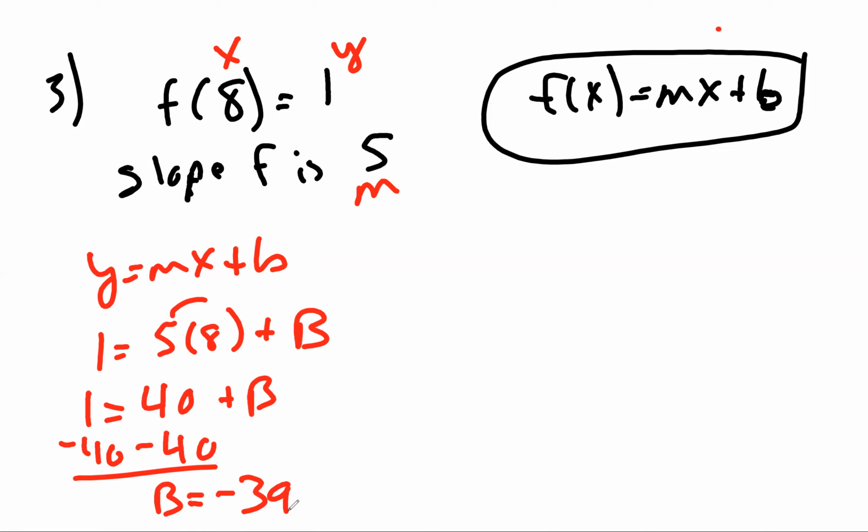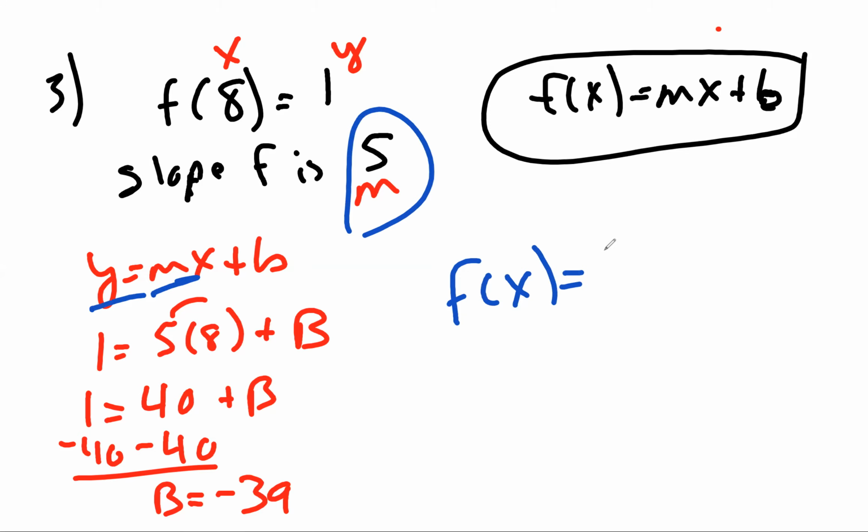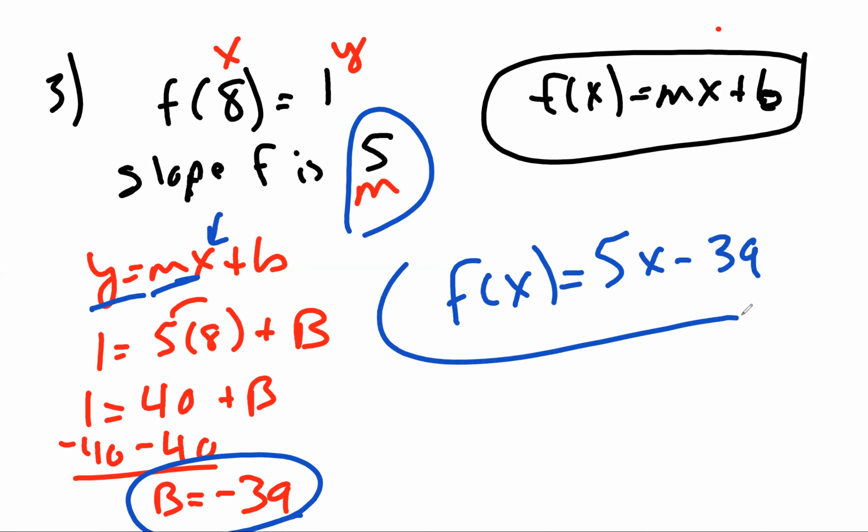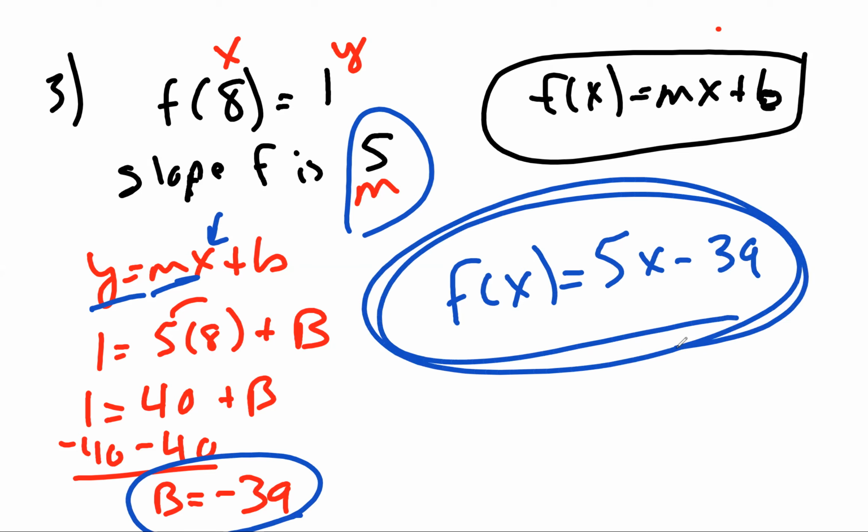Okay. And so now I have everything that I need in order to write this as a function. So I'm going to put f of x instead of y. My m value that they give me is just a 5. I know that this x will stay x. And then I did all this work and I got b to be negative 39. So minus 39. And this is my total complete final answer. Done. Questions, problems on these two?